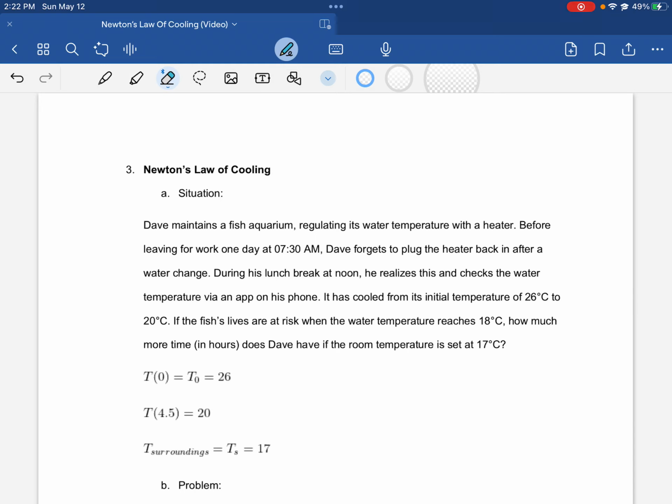For my situation, Dave maintains a fish aquarium, regulating its water temperature with a heater. Before leaving for work one day at 7:30 a.m., Dave forgets to plug the heater back in after a water change. During his lunch break at noon, he realizes this and checks the water temp via an app on his phone. It's cooled from its initial temp of 26 degrees to 20 degrees Celsius. If the fish's lives are at risk when the water temp reaches 18 degrees Celsius, how much more time does Dave have if the room temp is set at 17 degrees Celsius?